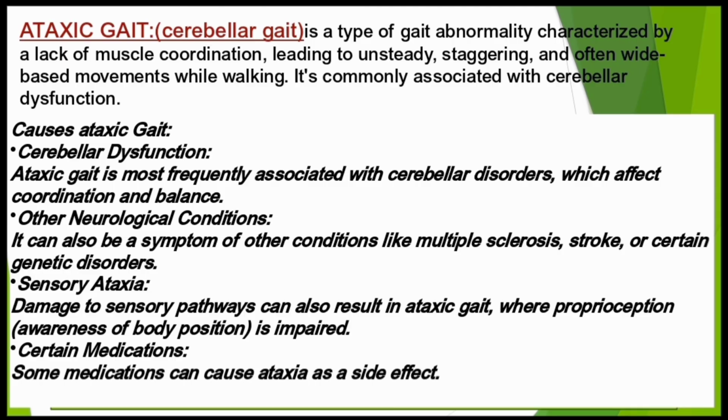Ataxic gait is most frequently associated with cerebellar disorders, which affect coordination and balance. The function of the cerebellum is coordination and balance, so it is affected in cerebellar dysfunction. Other causes are neurological conditions or sensory ataxia, that is damage to sensory pathways, where proprioception, that is awareness of body position, is impaired. Certain medications can also affect our gait and cause ataxic gait. The side effects of some medications can cause this type of gait.